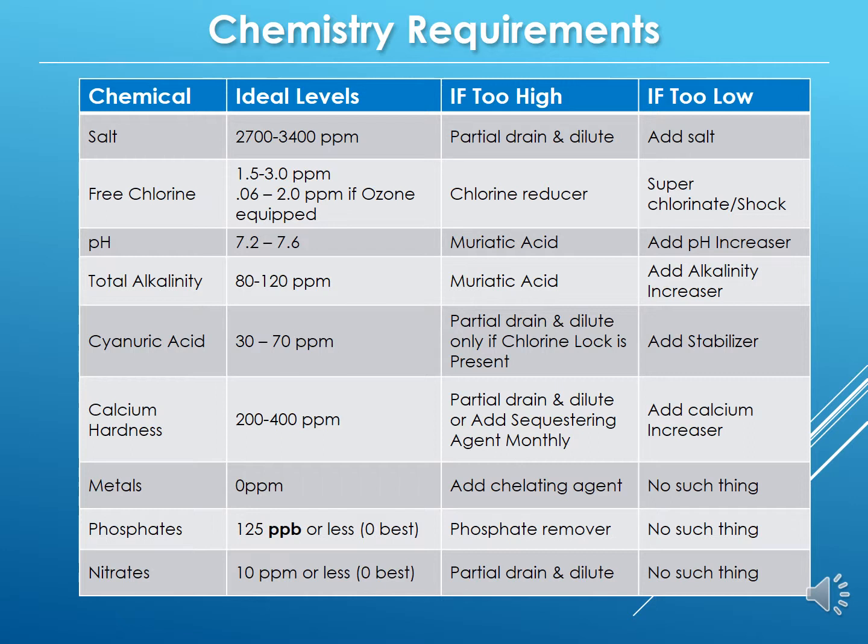Also look at cyanuric acid. The ideal level is between 30 to 70 parts per million. And we'll talk about this a little later on.